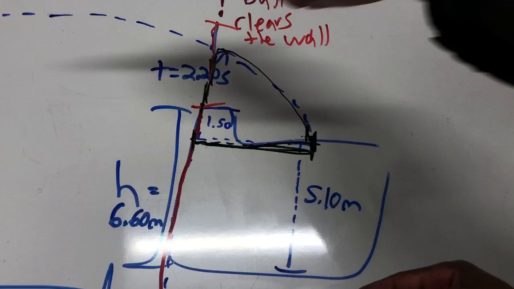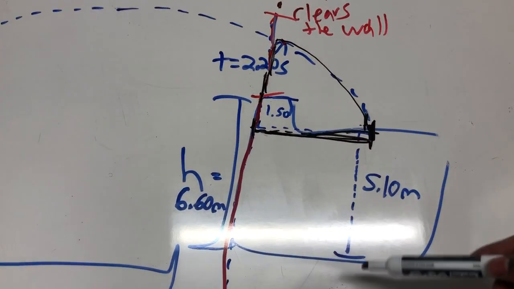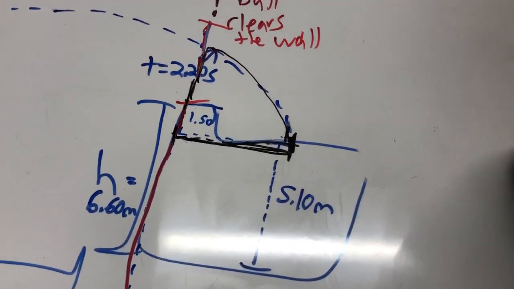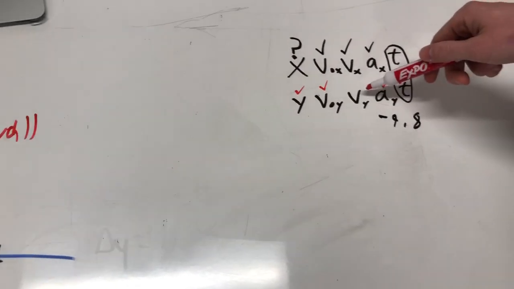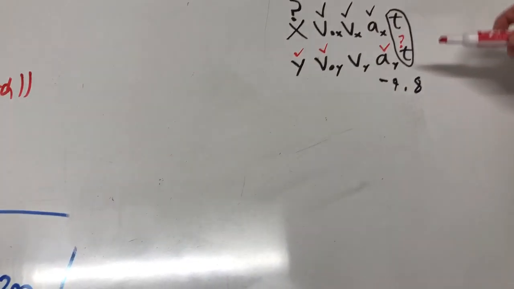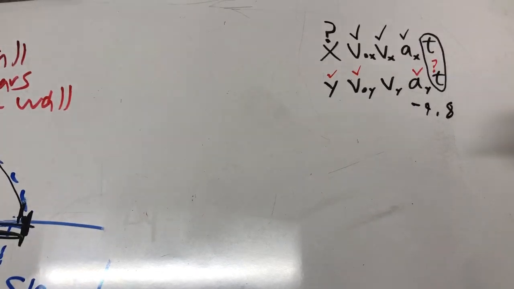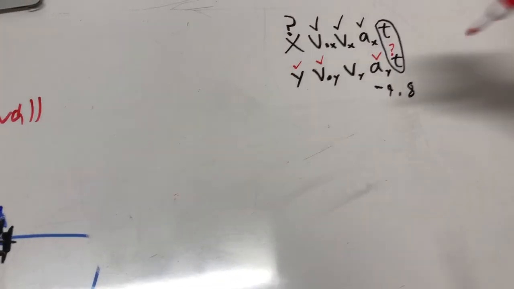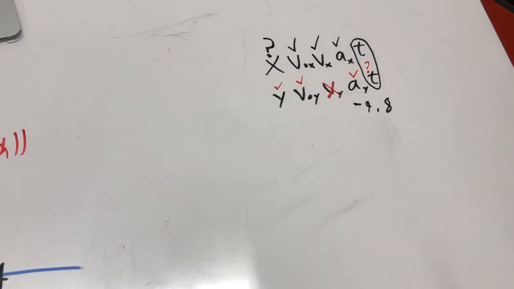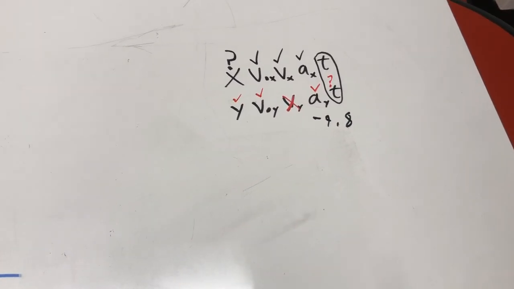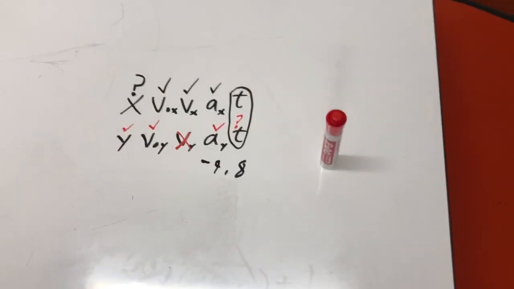Okay, since we have this as a starting point and this is the ending point, the y distance is just the difference between the two, 5.10. So we actually do know that. And even though we don't have final velocity in y, I bet we can find an equation that doesn't use it. Can you find a kinematic equation that uses y, initial velocity in y, acceleration in y, and time?